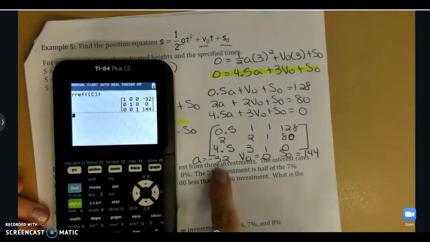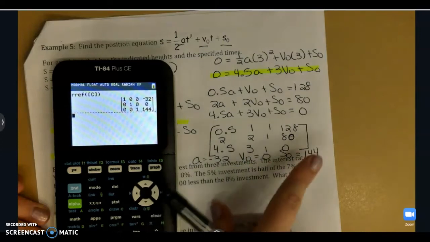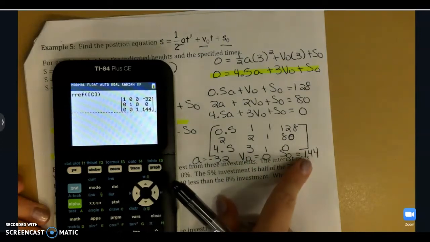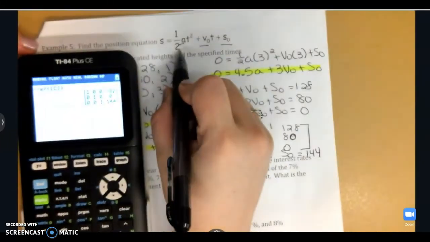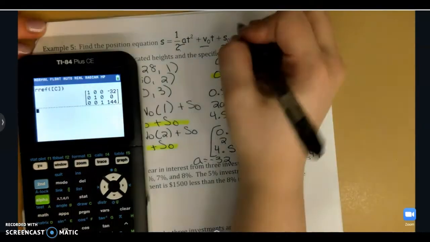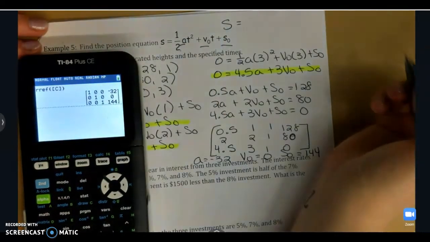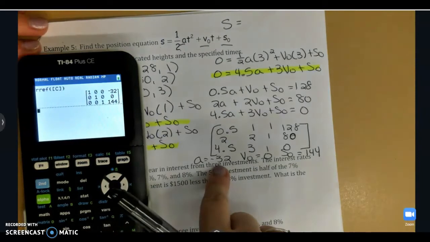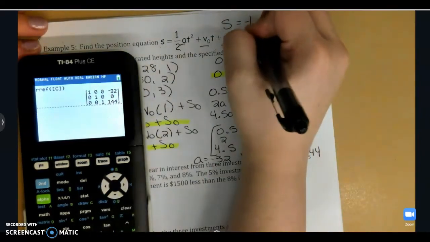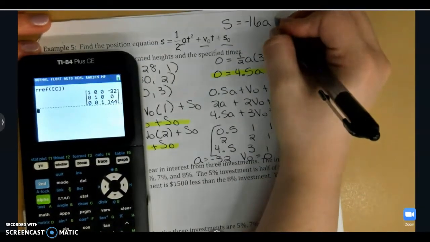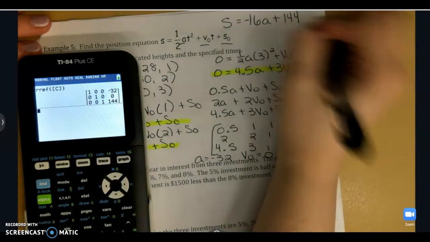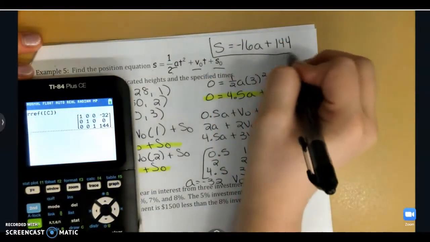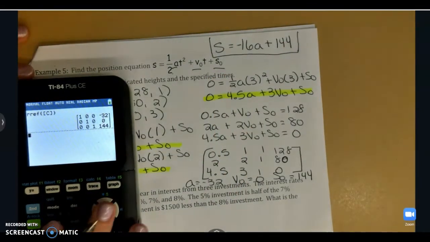So what this means is my acceleration is 32 in the negative direction. I have no initial velocity, and my initial position is 144 in the positive direction. So we're plugging these back into our A, V naught, and S naught in our position equation. So the position is going to be 1/2 A, 1/2 times negative 32, that's going to be negative 16 T squared. Plus, I had no V naught, so that's going to go to 0. And then my S naught was 144. So that is our position equation.